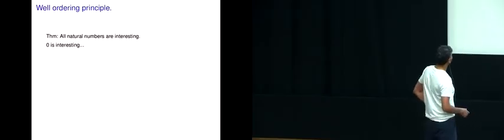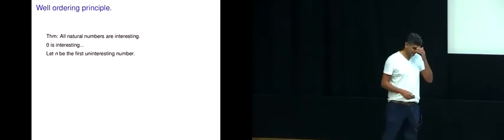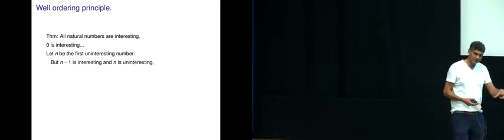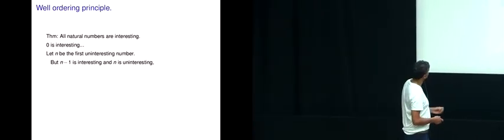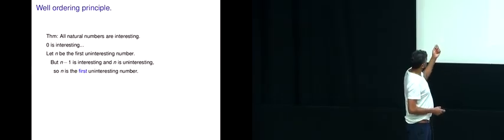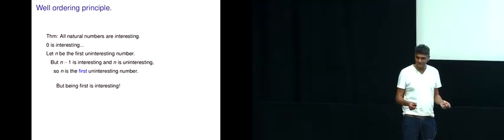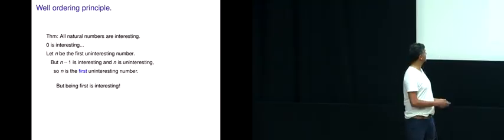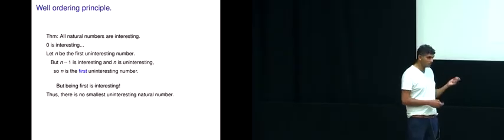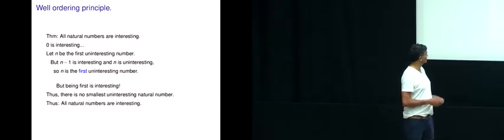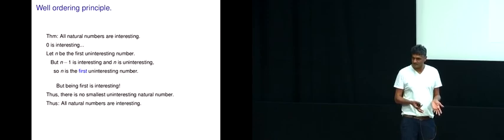So now let n be the first uninteresting number. I'm just going to take some number n. It's uninteresting. But we know all the way up there, 0, 1, 2, up to n minus 1 are interesting, right? So n is the first uninteresting number. But being first is interesting, right? Thus, there's no smallest uninteresting natural number. There's none. So therefore, all of the natural numbers are interesting.